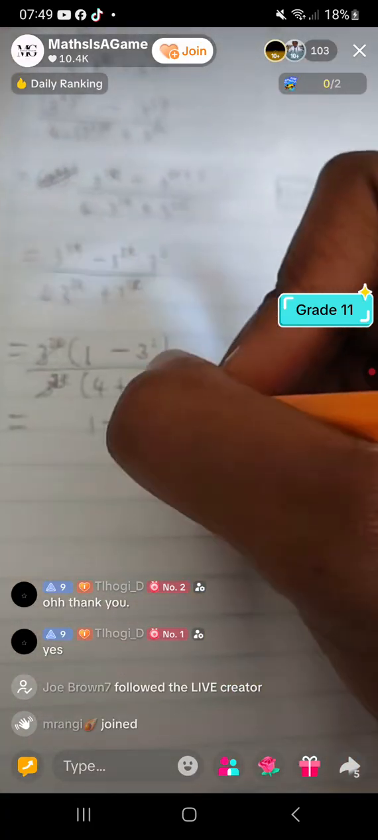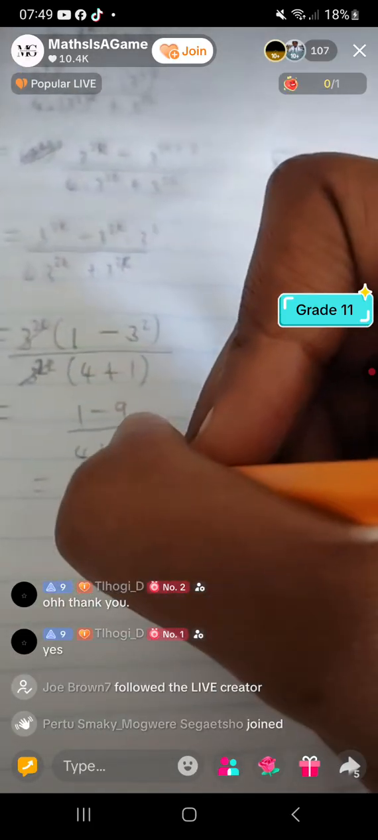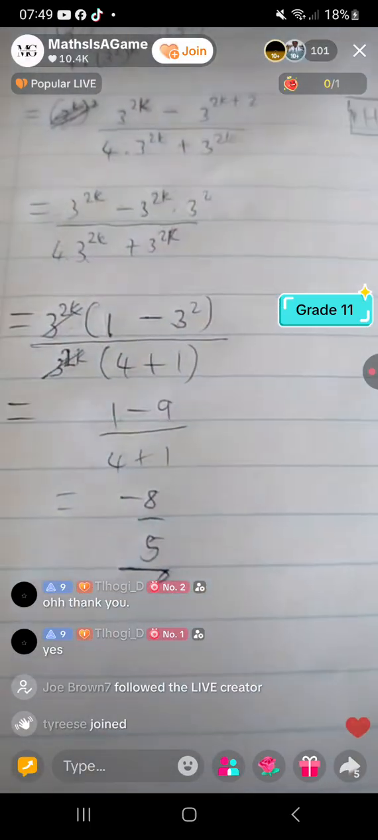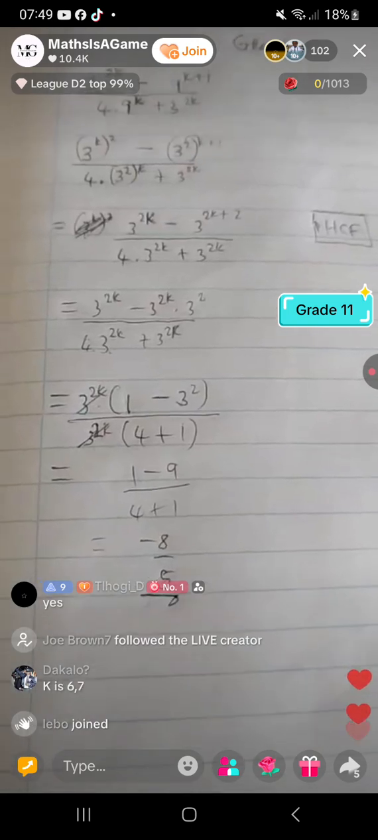So at the top now we're left with 1 minus 9 over 4 plus 1, which is obviously negative 8 over 5. And that's the final answer. Done and dusted.